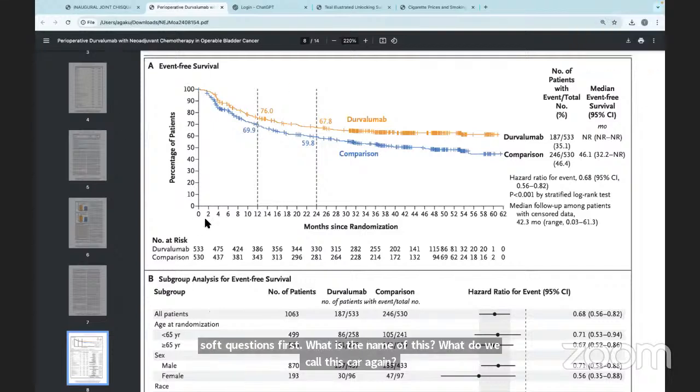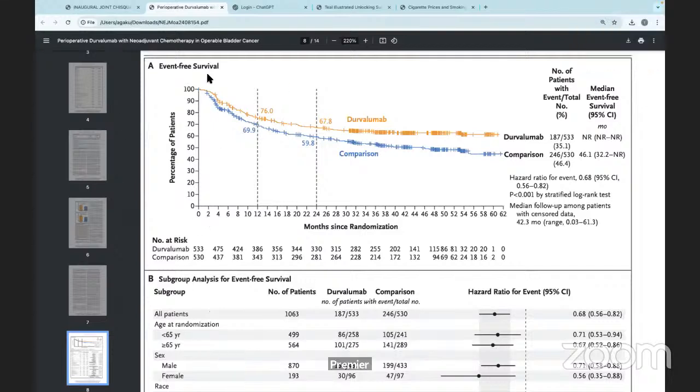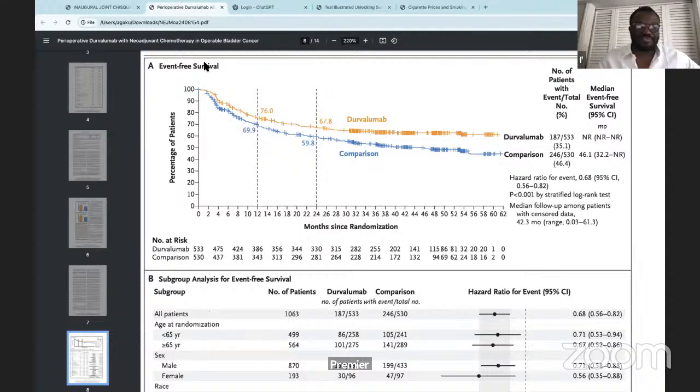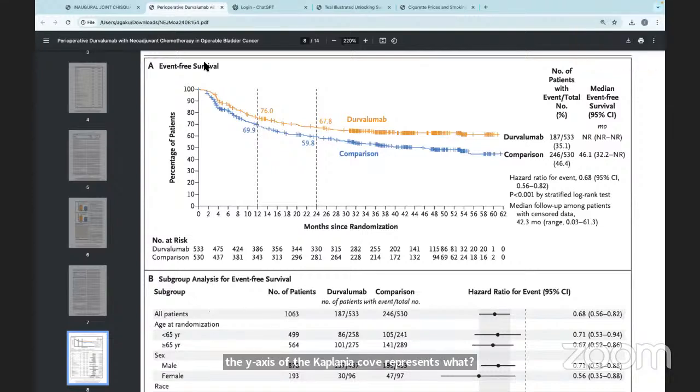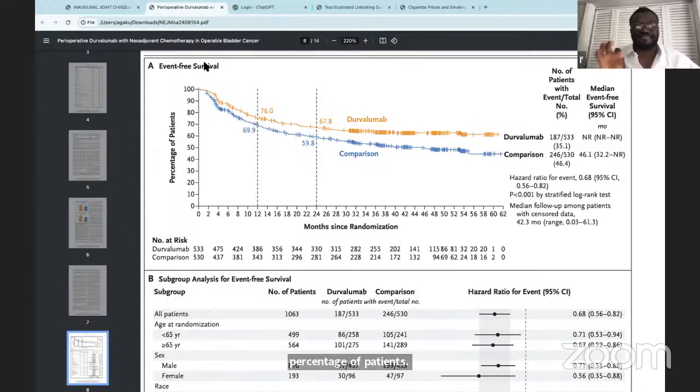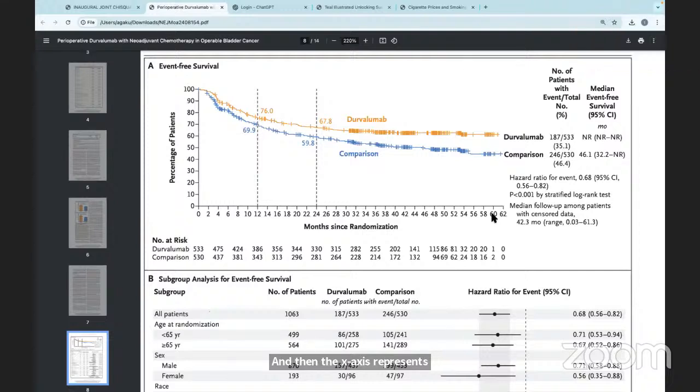Kaplan-Meier. What's the name of this? Excellent. Kaplan-Meier curve. The y-axis of a Kaplan-Meier curve represents what? I think it represents the survival probability. Percentage of patients. Okay, survival probability, but specifically it represents the cumulative survival probability, right? Okay. And then the x-axis represents what? The time to event. Time to event, yeah.